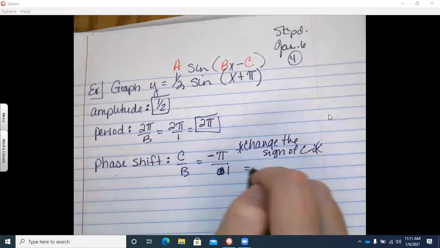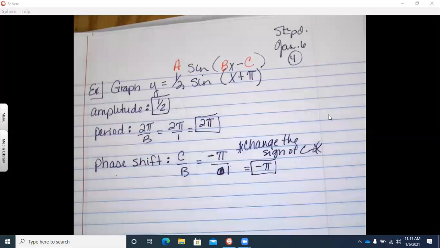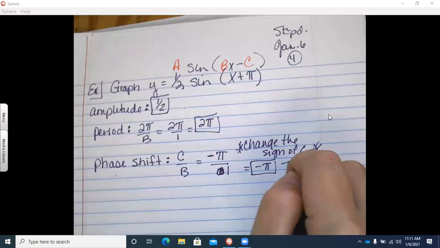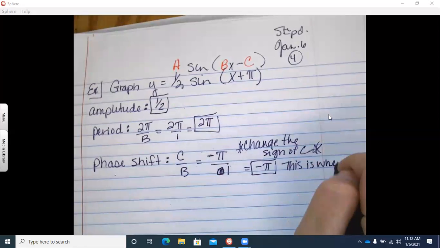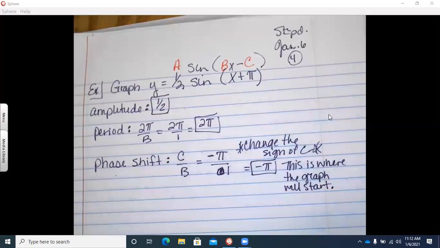So where is my graph starting? Or my cycle, negative pi. This is where the graph will start. So this time my cycle is 2 pi long, not just pi long, okay? So am I going to add pi fourths to each point to find the next point? No, because my period is not just pi anymore, right?